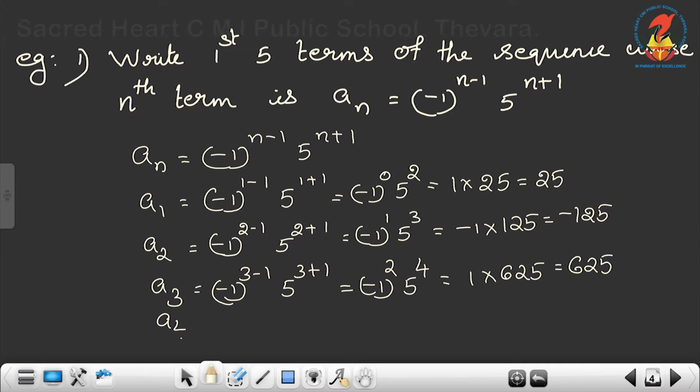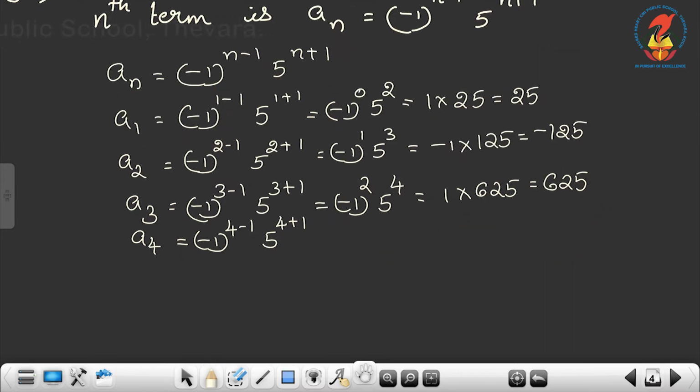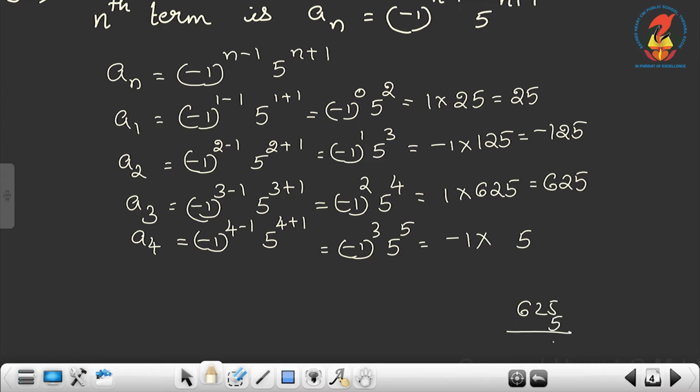Then 2 more terms, a4 is minus 1 raised to 4 minus 1, 5 raised to 4 plus 1, that's equal to minus 1 cube, 5 raised to 5. Minus 1 cube is minus 1, 5 raised to 5 is 625 into 5. 625 into 5 is 3125. So minus 3125.